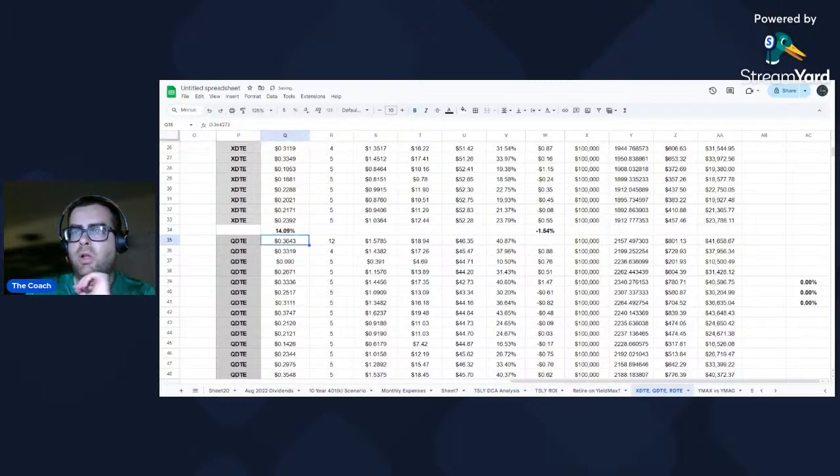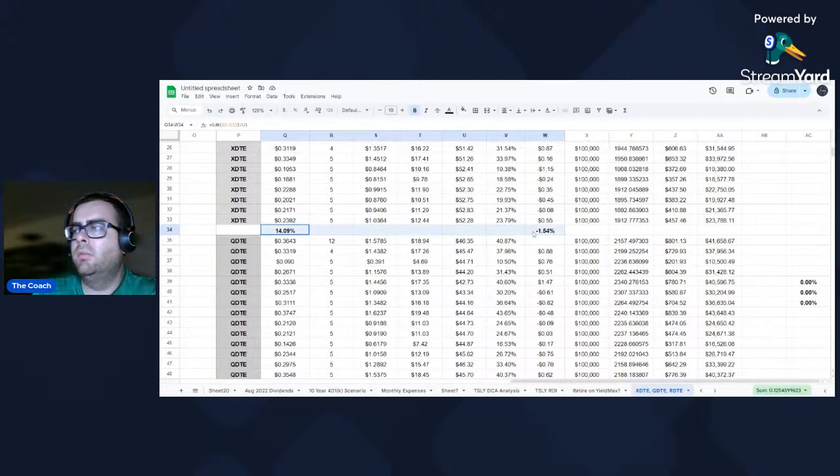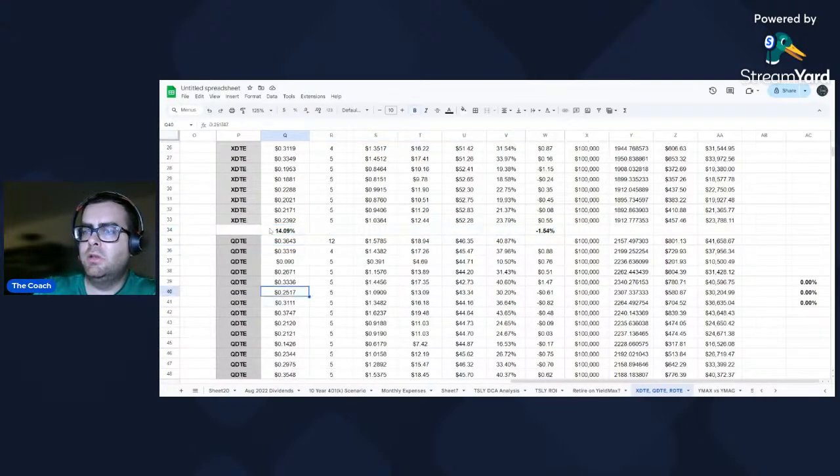This is our actual realized dividend return, 14.09%. So we've gotten a 14% return in XDTE total. Subtract 1.54% in NAV erosion, if you want to call it that. That's 12.5%. Now let's move on to QDTE.